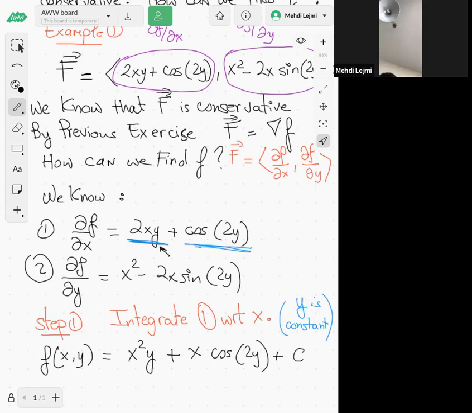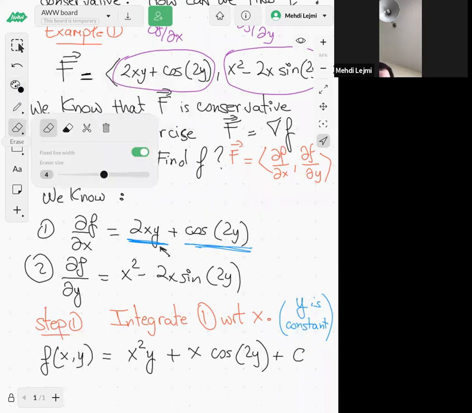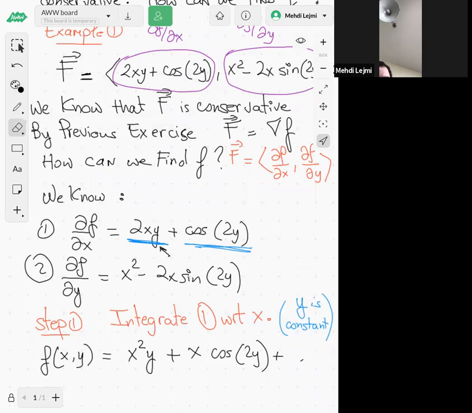But here you need to be careful. So it's not just a constant here, because remember, guys, y is supposed to be constant, right? So any function of y is going to be constant. So the constant in this case is not just a number, but there's going to be some function of y. So here it's plus g of y.